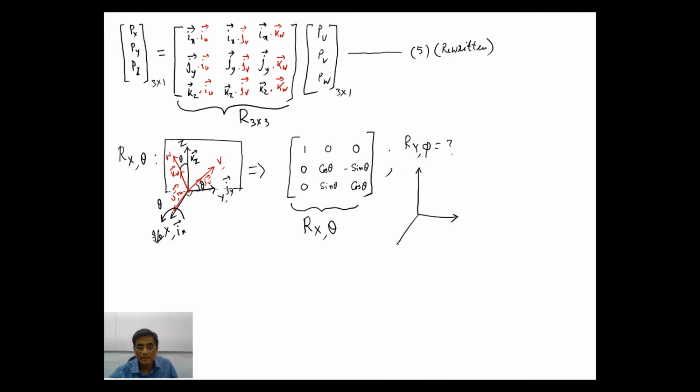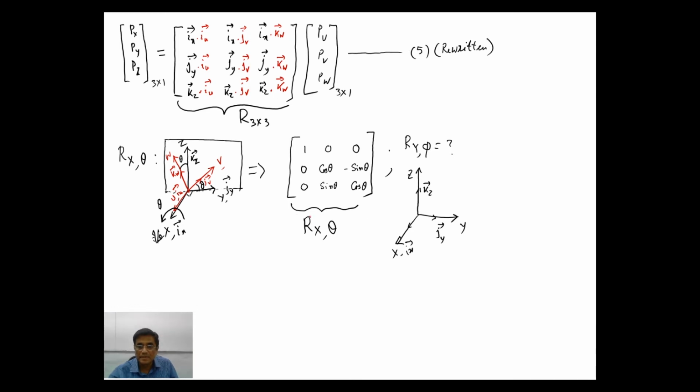And see whether you can do it. X, Y, Z. This is Ix, unit vector along this axis. Jy, and Kz. These are the unit vectors.